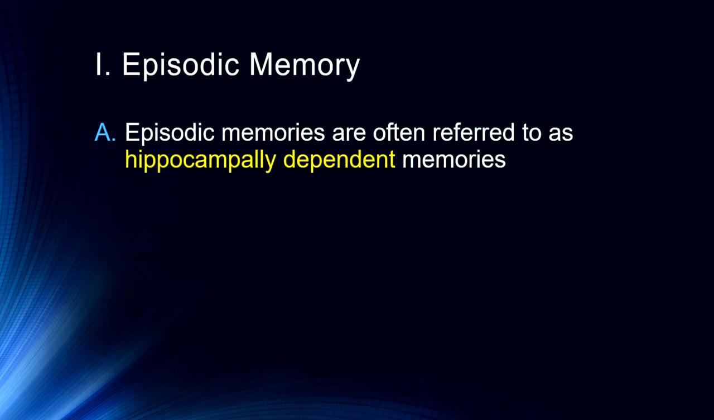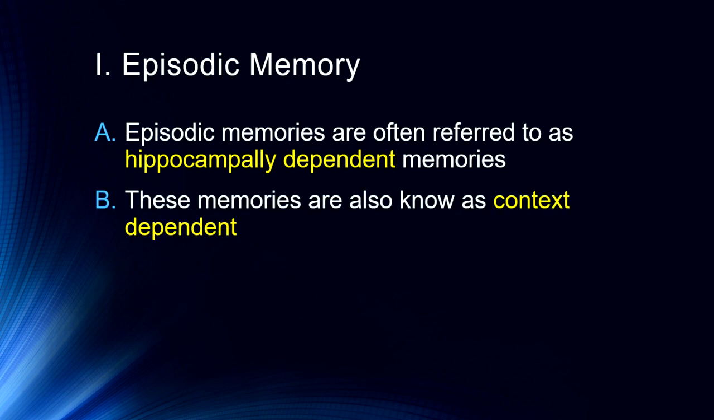So let's dive into episodic memory. These are often referred to as hippocampally dependent memories. That is, they require the hippocampus both for their creation and their retrieval. A couple of lectures from now, we'll get into the specific models of memory. In particular, I'm a fan of multiple trace theory from Morris Moscovitch, which delineates semantic memories from episodic memories in the way that I'll be discussing today.